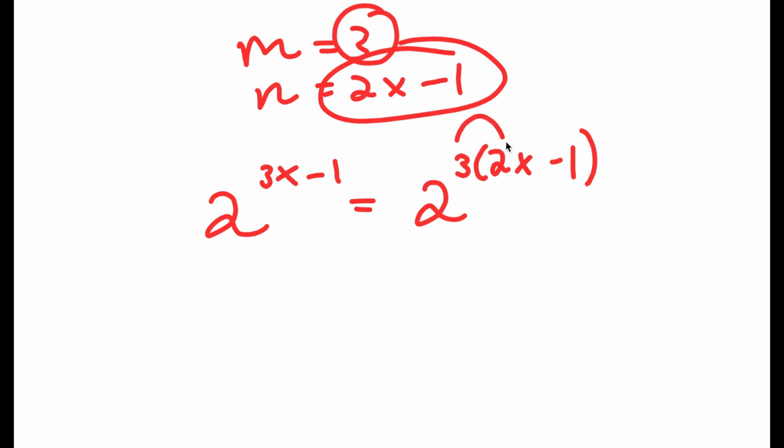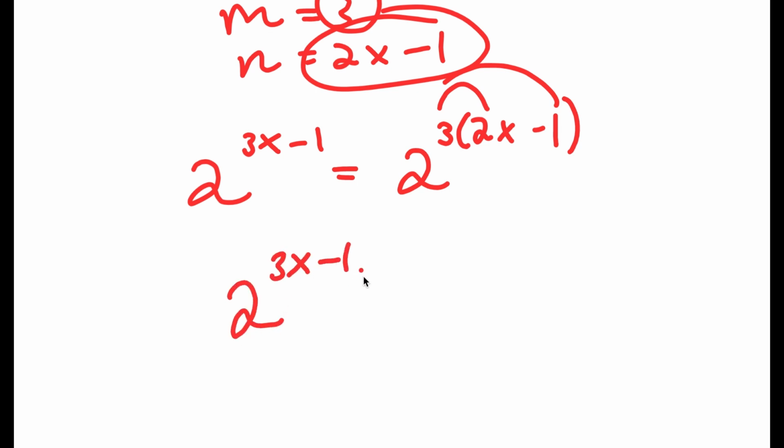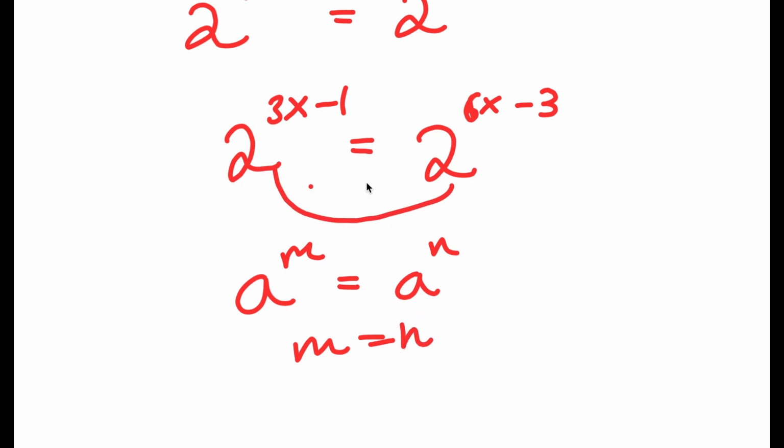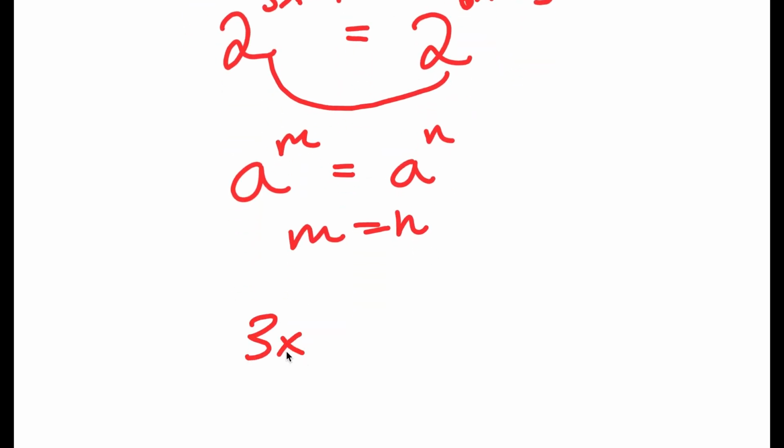And 3 times (2x-1), we simply have to distribute the 3. So we get 2^(3x-1) is equal to 2 to the power of 3 times 2x is 6x, and 3 times negative 1 is negative 3. Now, if I have a^m is equal to a^n, this means that m is equal to n. Meaning, because both of these bases are the same and they're equal to each other, the exponents are equal to each other as well. So meaning 3x-1 is equal to 6x-3.